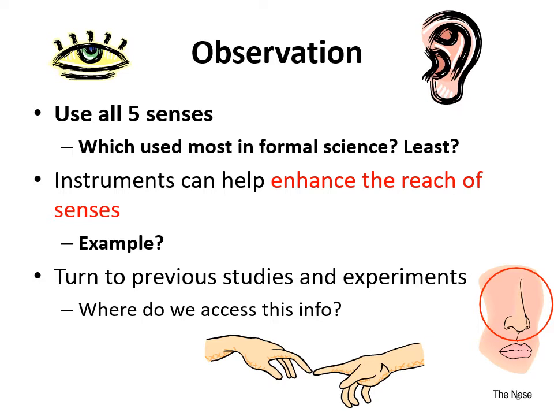So we get to that first part in the scientific method, which is observation. In observation, technically you're using all five of your senses, but it's funny because usually when you think of observation, you think of the one of the senses that you use the most. And what's that? Your eyes, vision, okay, seeing something. So out of all five senses, the one used the most in formal science is vision, sight, okay?